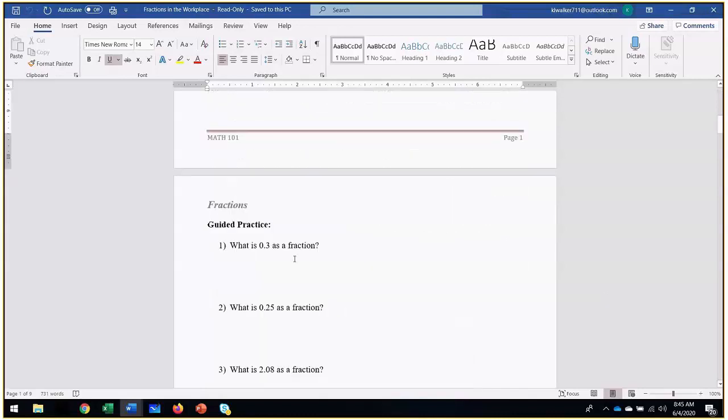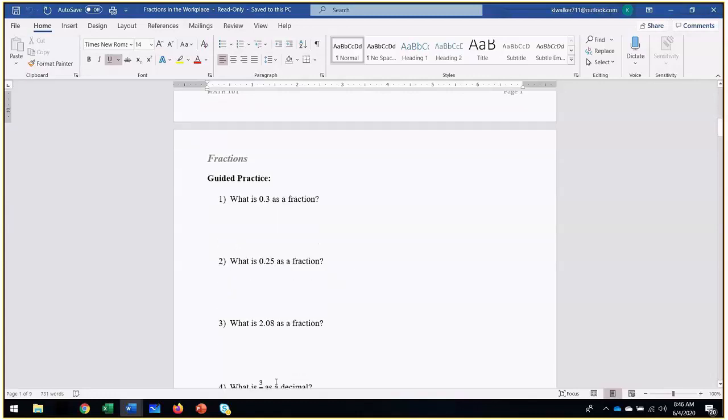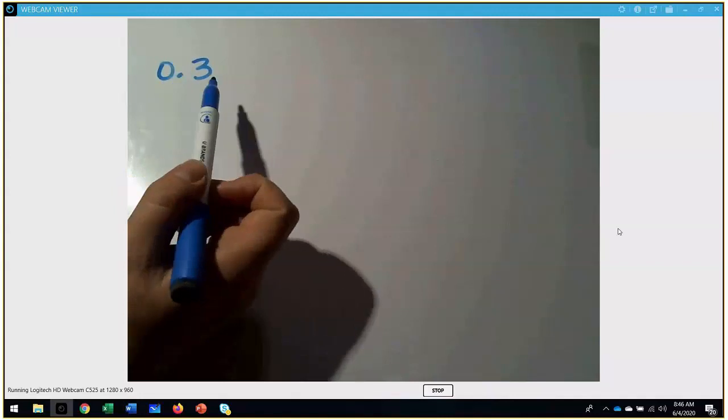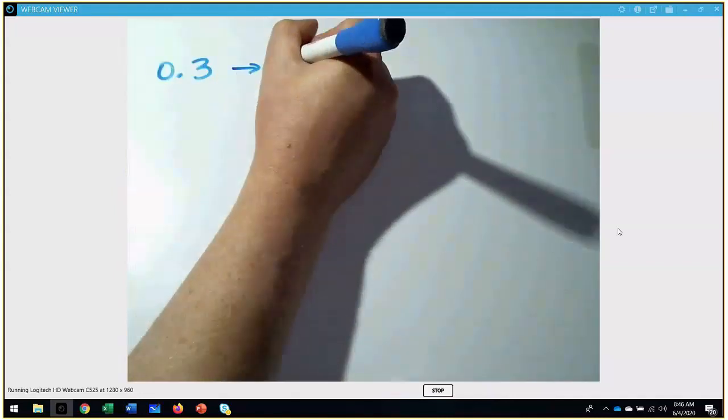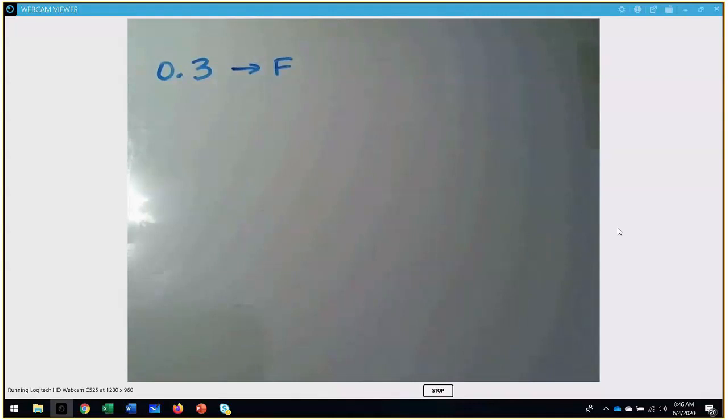So let's do a few of these before we talk about going back the other way. So I'm going to quickly just jot them down. And then we'll work them out. Okay, here we go. Okay, so they're asking us to first take 0.3 and change that to fraction form.